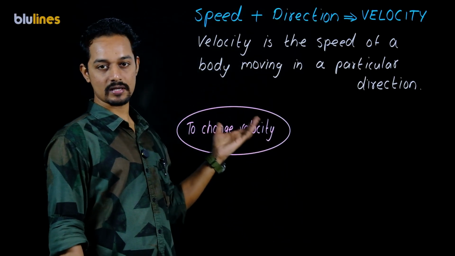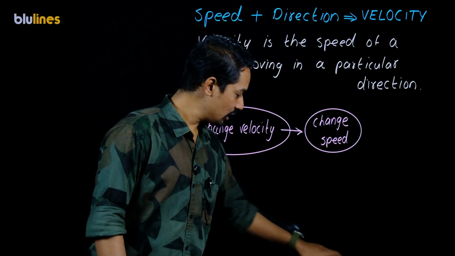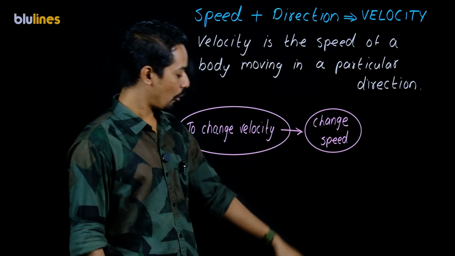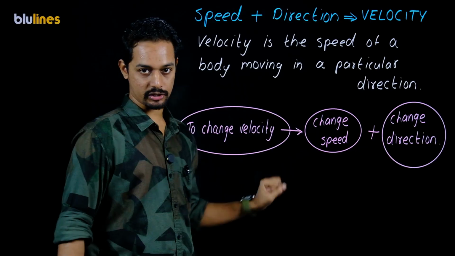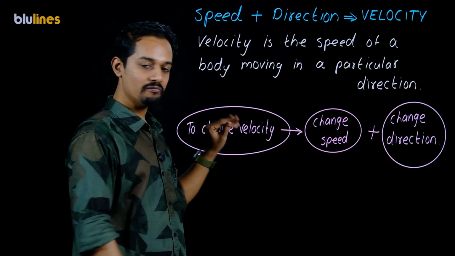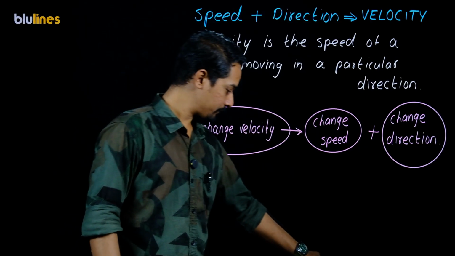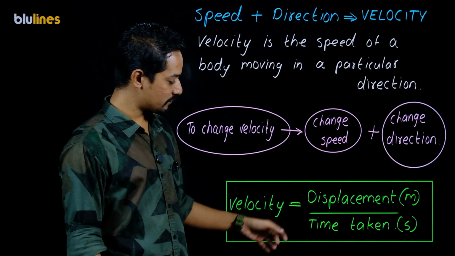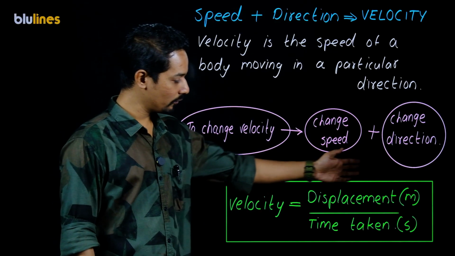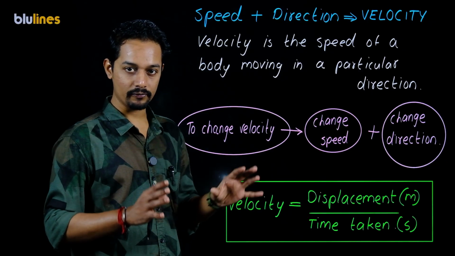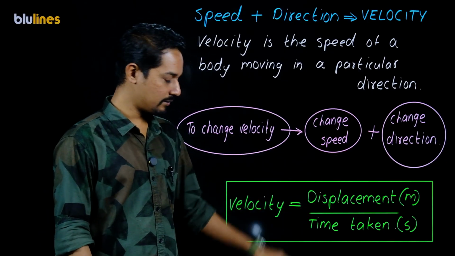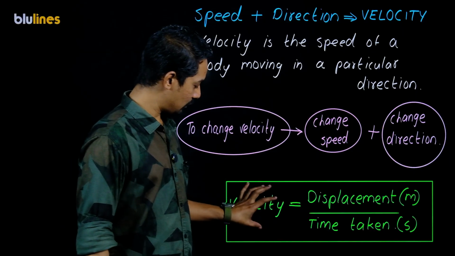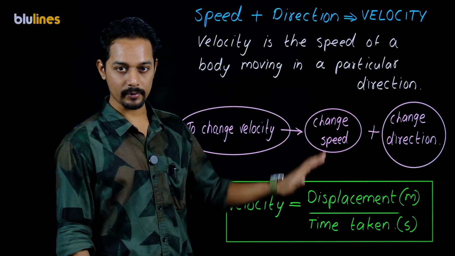So how to change the velocity? To change velocity, you either change the speed or you change the direction. These are the two possibilities in which you can change velocity. And velocity is defined as the ratio of displacement and time taken. We know that the unit of displacement is the unit of distance, and that is meter. Time taken, the unit is seconds. So the SI unit of velocity will be meter per second.